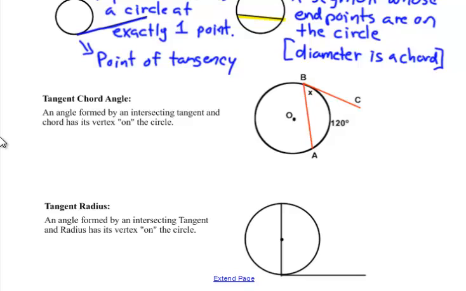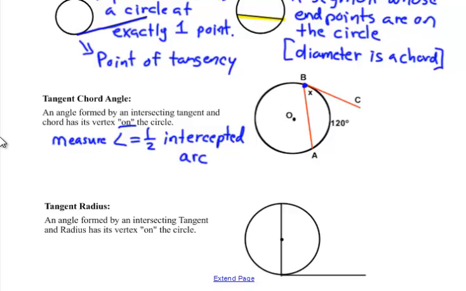For our theorem today, we have the tangent chord angle, an angle formed by an intersecting tangent and a chord. Again, the key is that the vertex is on the circle. In our diagram, point B is on the circle. The measure of the angle equals half the intercepted arc. It's not really different from an inscribed angle, which was half the intercepted arc. The only thing to be aware of is which arc we're talking about.